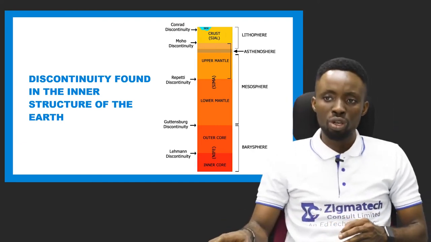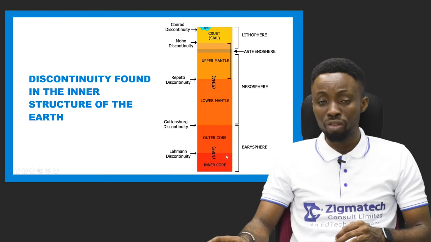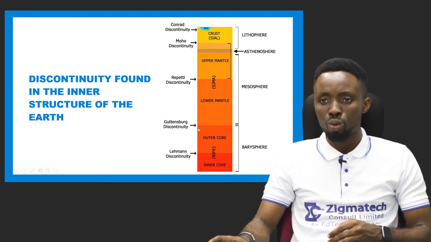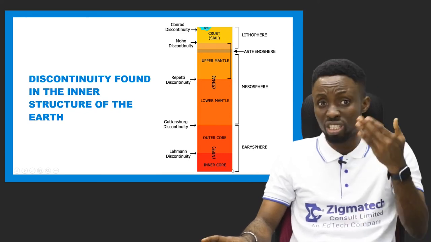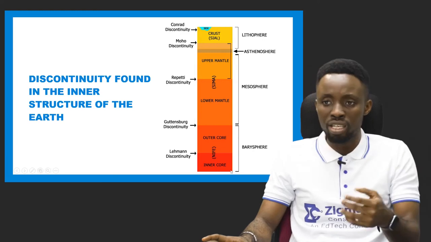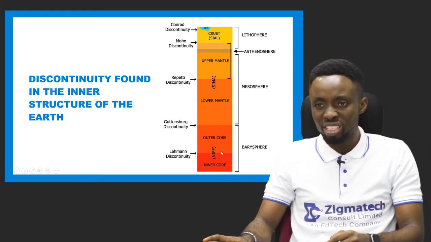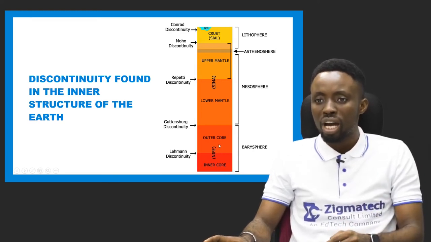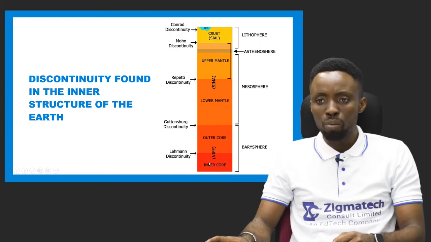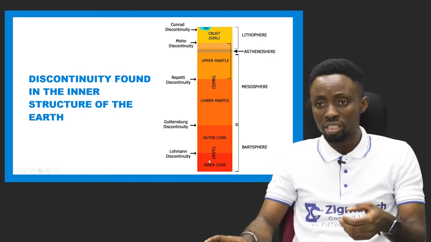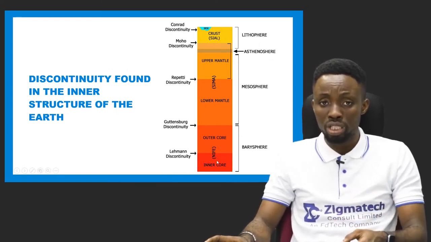When you go beyond the lower mantle, before you get into the outer core, we have the Gutenberg discontinuity, and in the core right there, which is rich in nickel and iron, like I previously said, we have a boundary separating the inner core from the outer core, and the boundary is called the Lehmann discontinuity. And one thing about the core which we are going to look at is that the inner core is actually solid compared to the outer core.